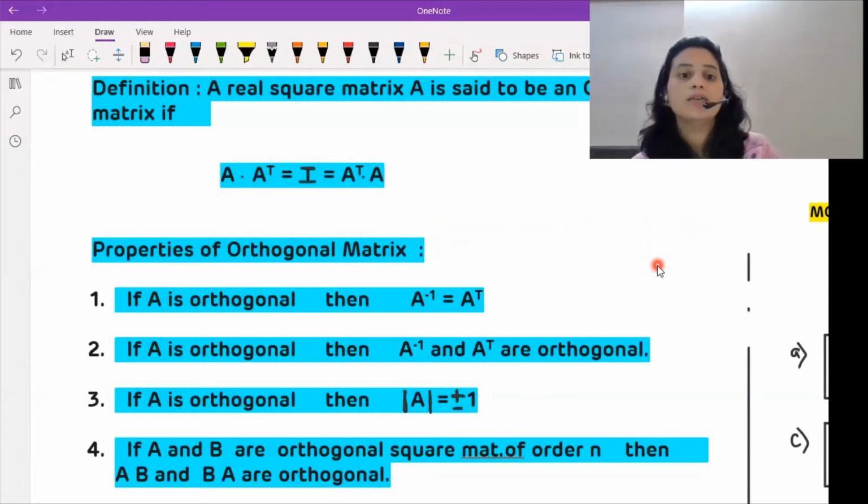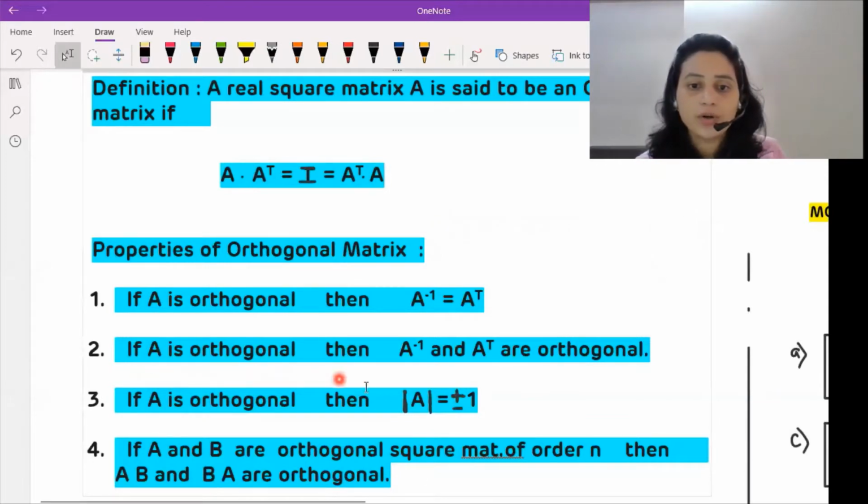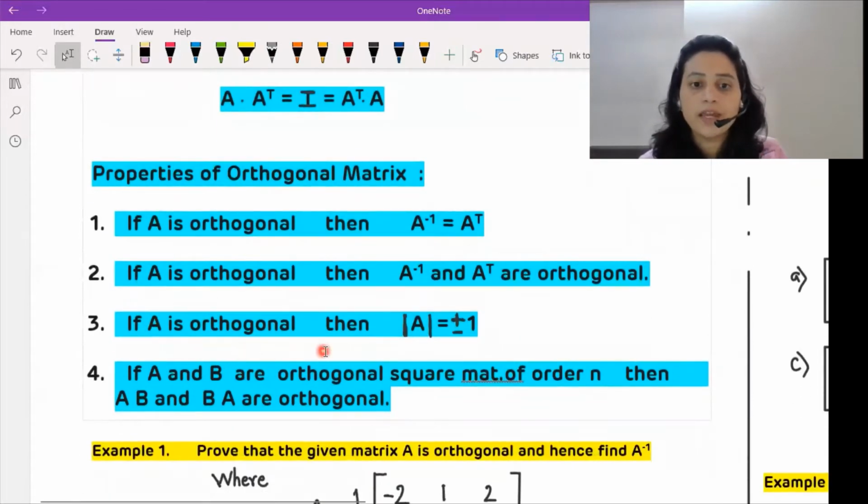Now the second property: if A is orthogonal, then A inverse and A transpose are orthogonal. Suppose the given matrix is orthogonal, then A inverse and A transpose are also orthogonal. Then the third property: if A is orthogonal, then the value of the determinant of the given matrix A is plus minus 1. So always remember this: if the given matrix A is orthogonal, then the value of this determinant is plus minus 1.